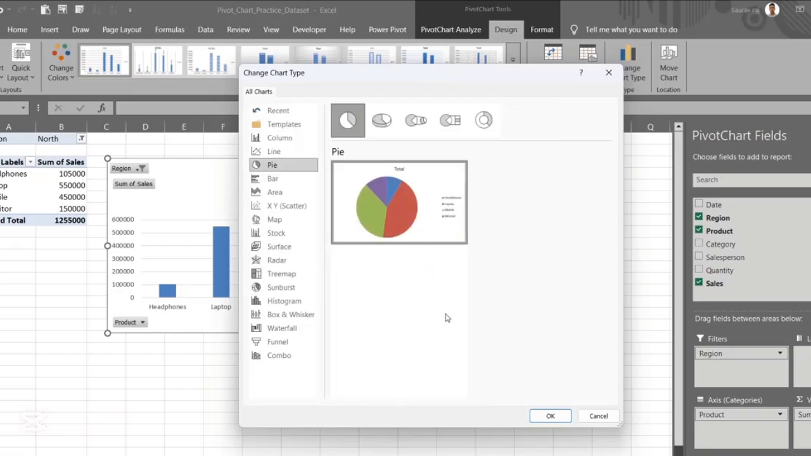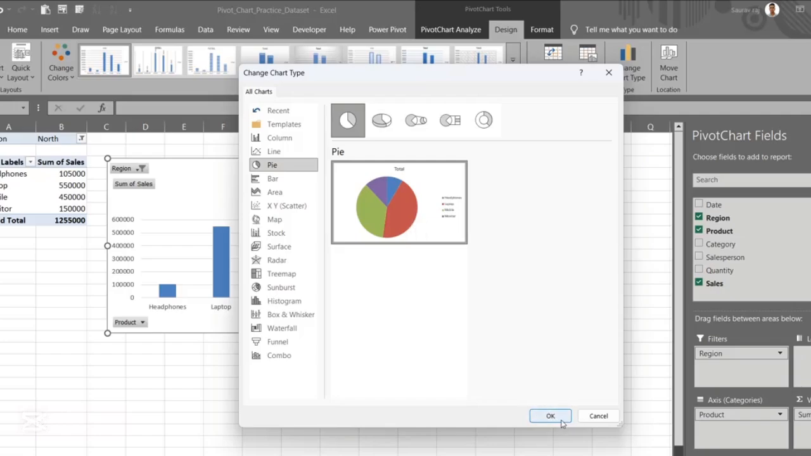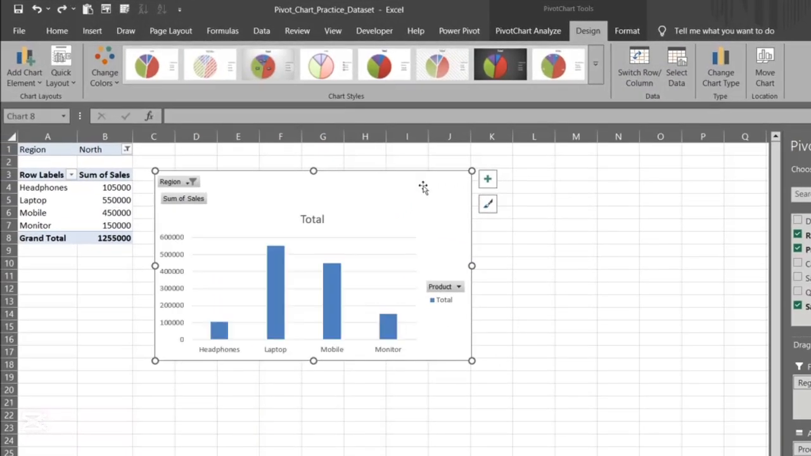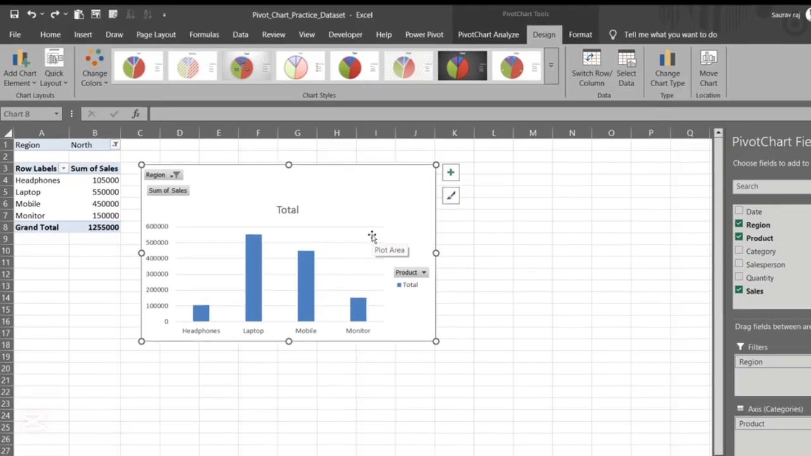Okay, so for now, just to show how to change the chart type, we can click OK, and this way the chart changes. Okay, but as I said, here I am comparing categories, so I will keep the column chart here.